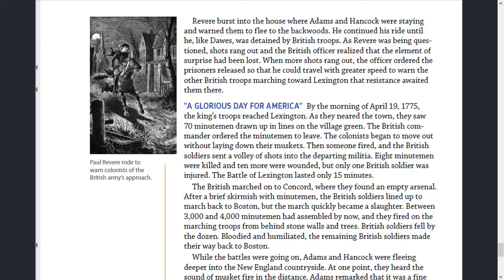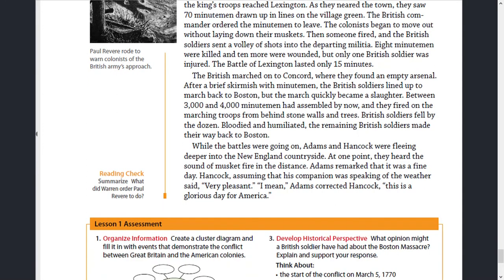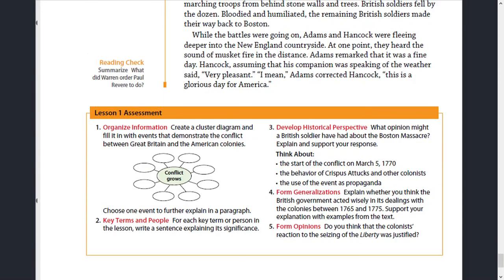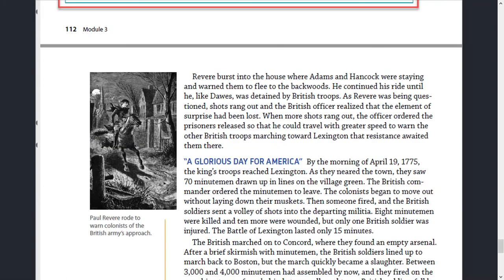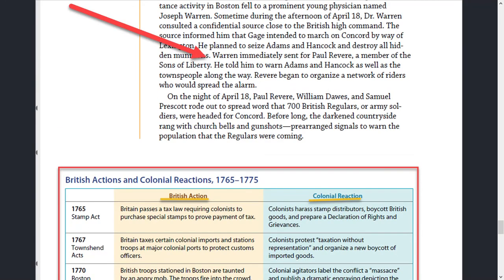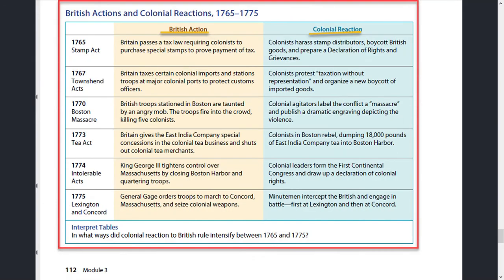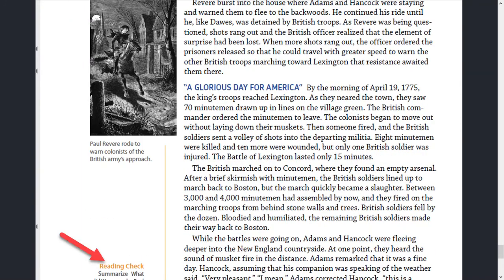Now, the Ride of Paul Revere is important because it becomes sort of an example of how the Americans are already ready to fight and prepared to push back. So the question, what did Warren order Paul Revere to do? Well, that will be found back here on this page right here. He told him to warn Adams and Hancock, as well as the townspeople along the way, that the British were coming. So he's warning the other leaders of the American Revolution.